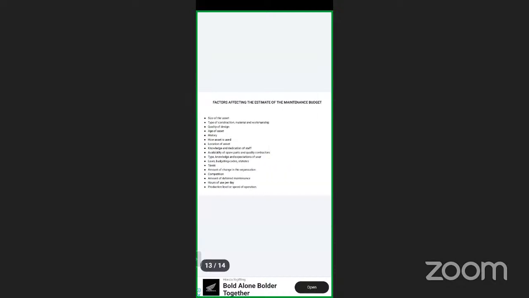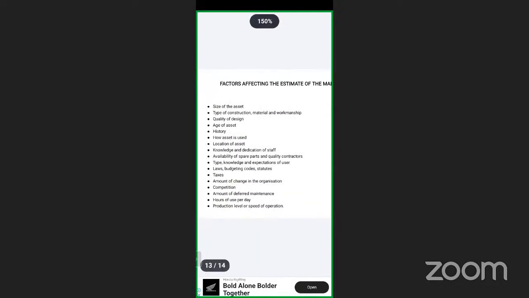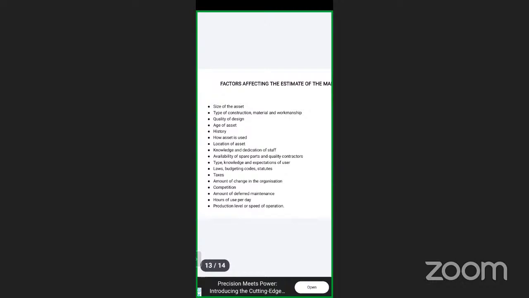Okay. Then what are the factors on which the maintenance budget depends? It depends upon the size of the asset. It depends on the type of construction material and the type of workers you have. What are their skills? How skillful are the workmen you have? What is the quality of design? What is the age of the asset? When the asset is new, you require less on maintenance. When the asset has become old, you require more money on maintenance. What does the historical information say?